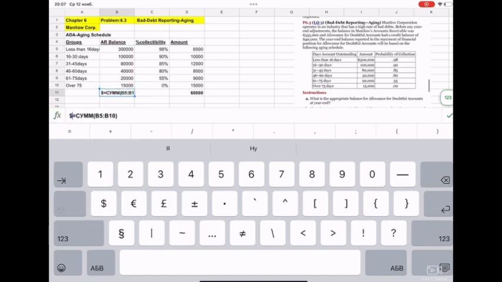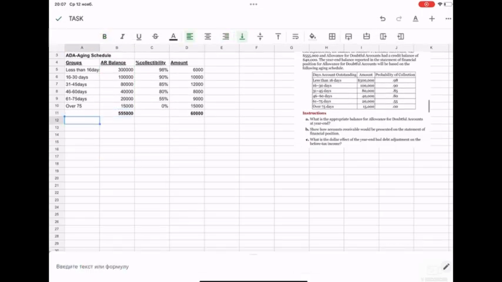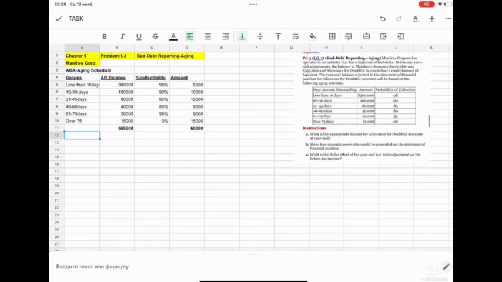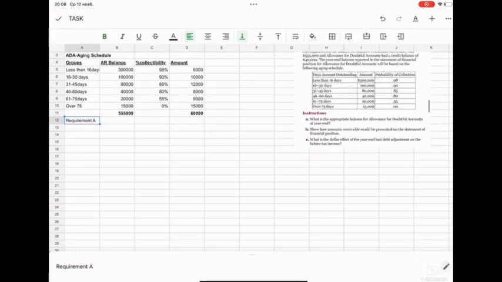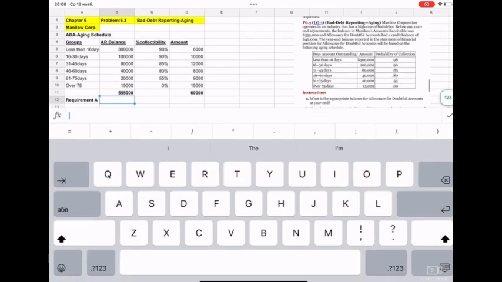On requirement A, what should we do? What's the appropriate balance for ADA at year end? The most appropriate one is, so here's the answer, 60,000 for the date of 31st. The appropriate balance for ADA is 60,000 at year end. Okay. And requirement B.